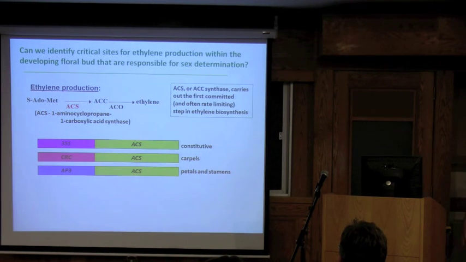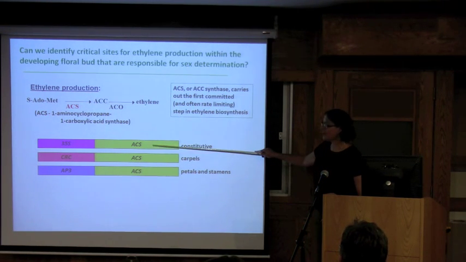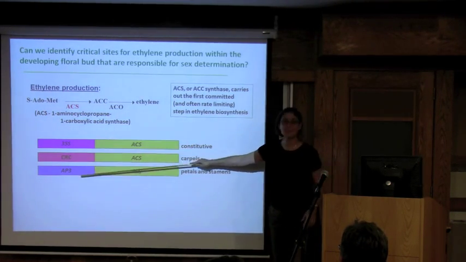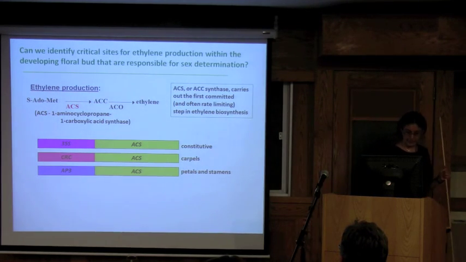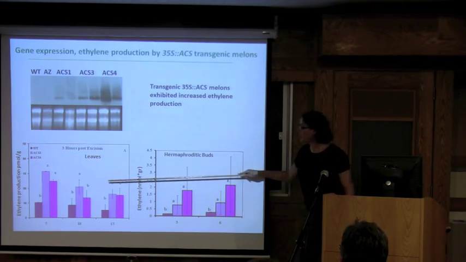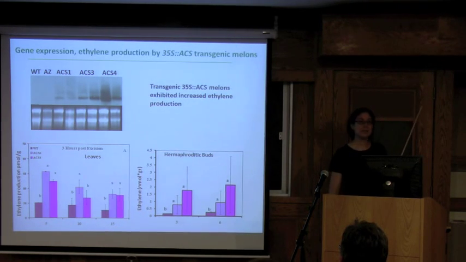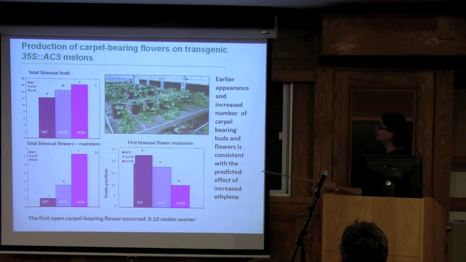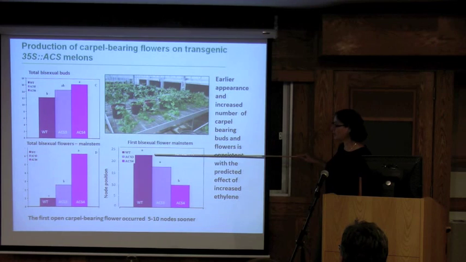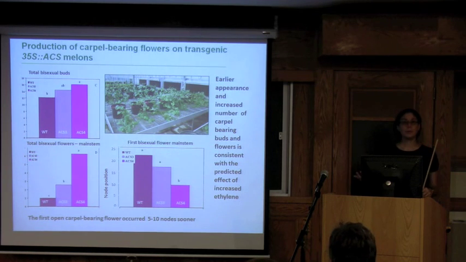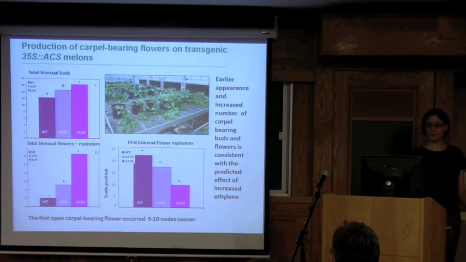So we then wanted to look at what was happening with regard to ethylene production. In this case, we used the ACS, the first committed step in ethylene production, and hooked it up to the same set of promoters as I described earlier. If we look at it with 35S, we verified that there was expression of the ACS gene, and it was capable of driving increased ethylene production. That also led, as we would predict, to an increased number of bisexual buds and flowers and an earlier appearance of the first bisexual flower on the main stem. So this is consistent with the predicted effect of increased ethylene production.